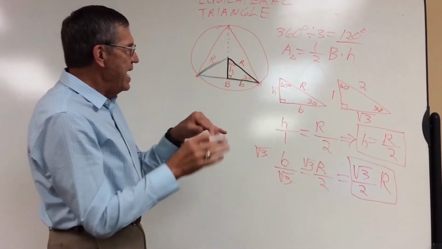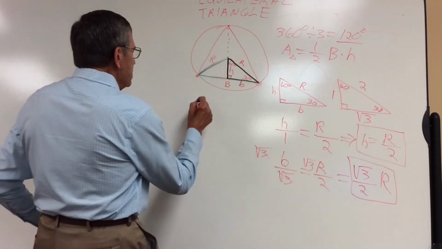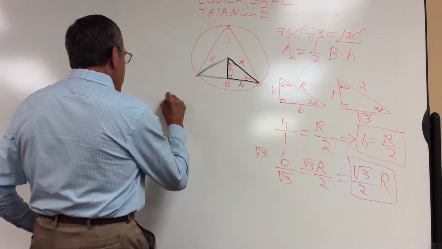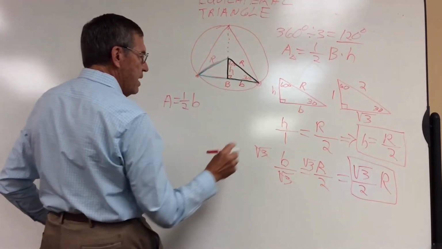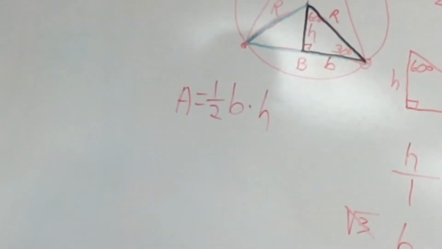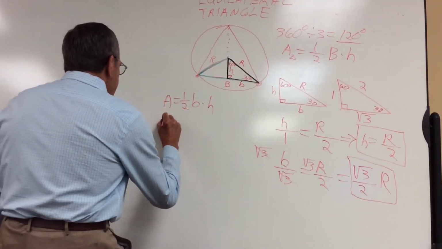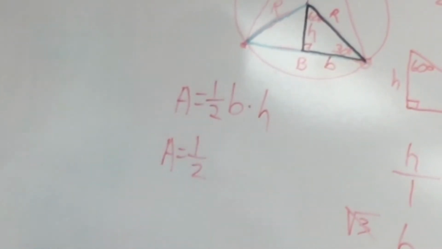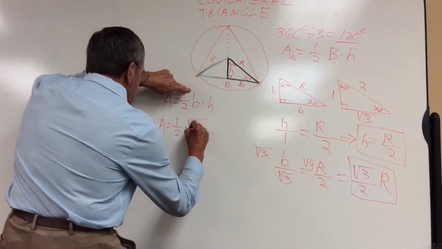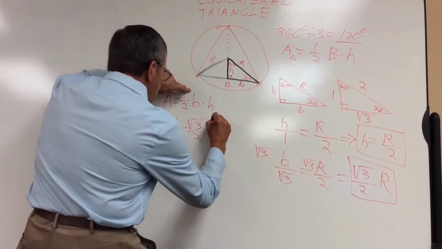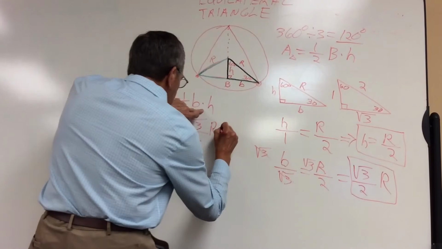Okay, now let's find the area of the black triangle. So the area is going to be 1/2 little b times h. Now we know what b and h are. So A is going to be 1/2. Now the base is square root of 3 over 2 times r, and h is r over 2.